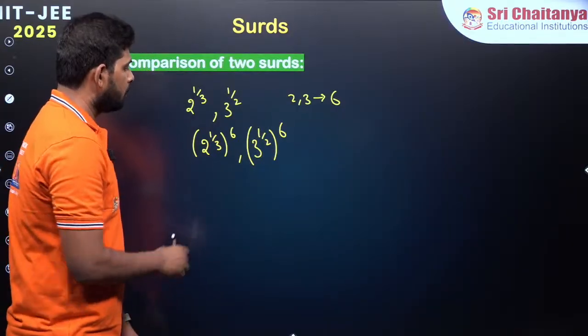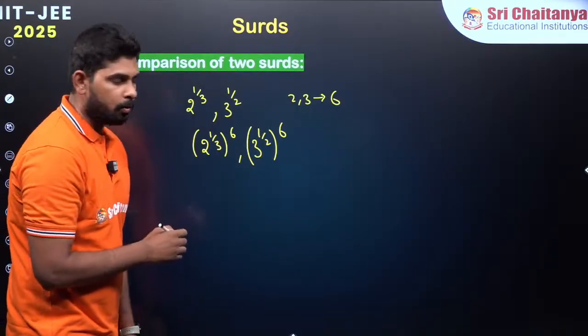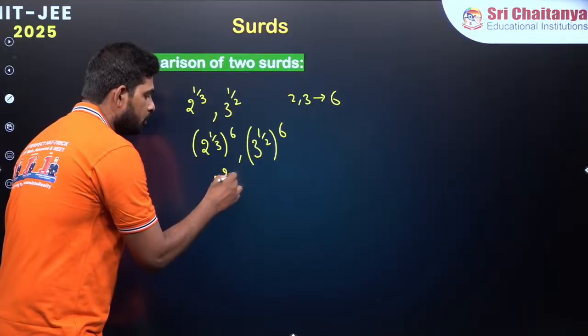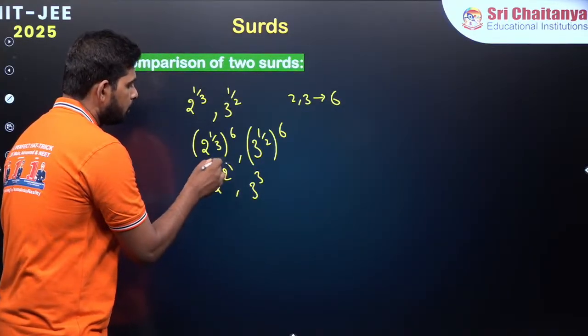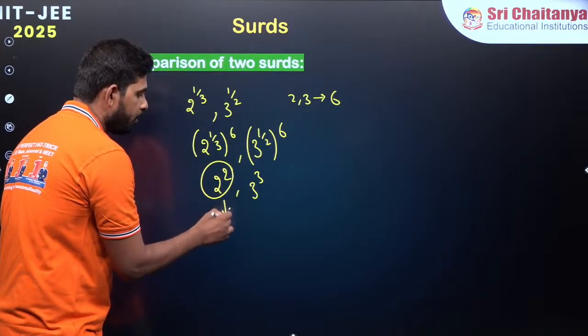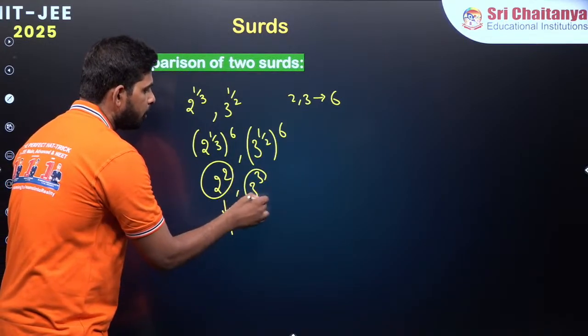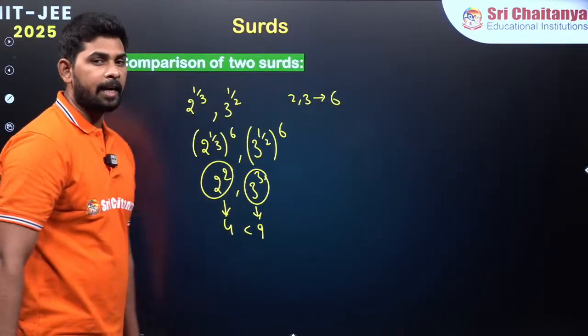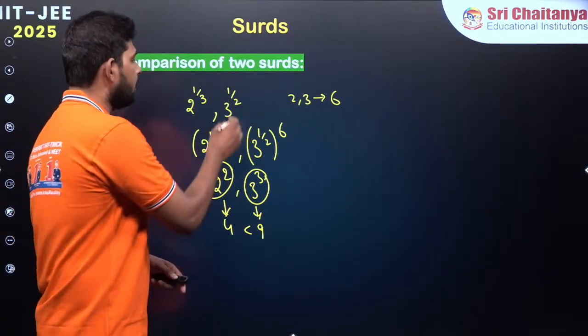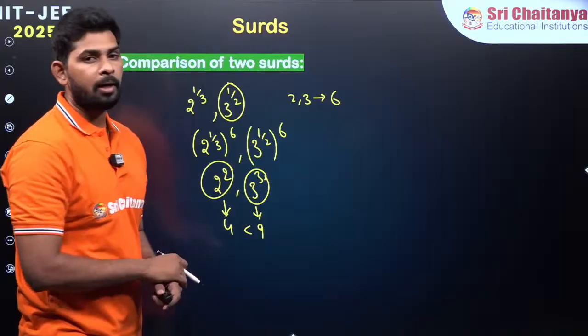2 power 6 by 3, you know, that is 2 square, and this is going to be 3 cube. Now 2 square is going to be 4, and 3 cube is going to give us 9. Then you can see that 9 is obviously greater than 4 there. So what is the number which is going to be greater? 3 power 1 by 2.